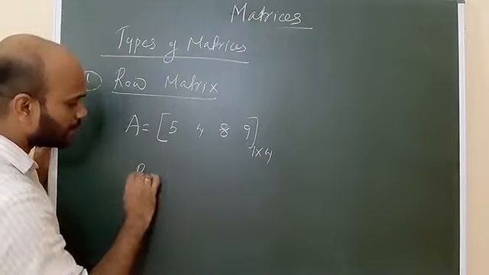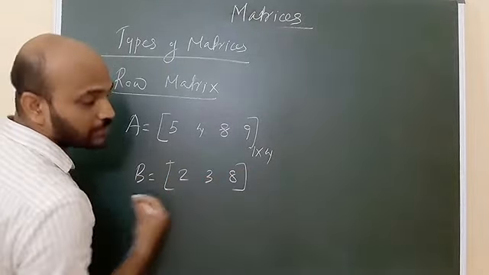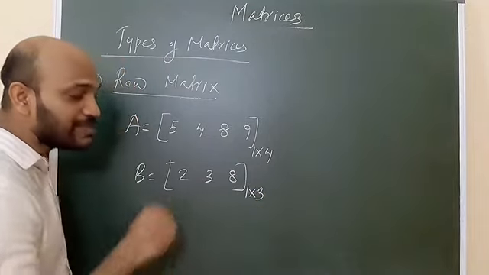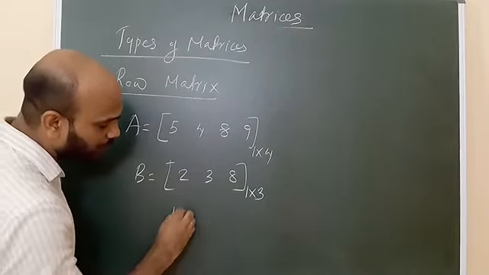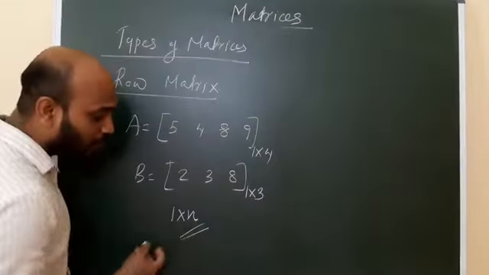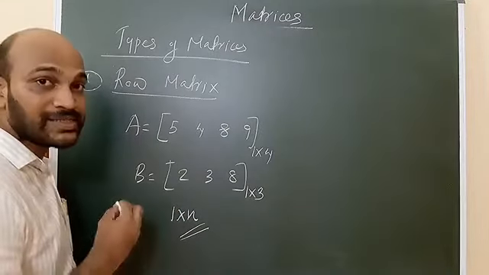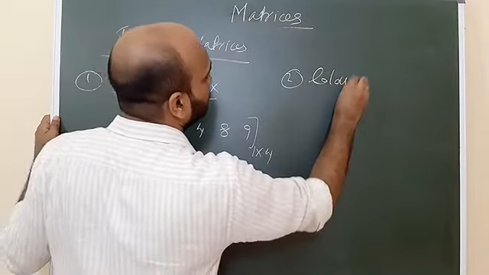Another example, B equal to matrix 2, 3, 8. 1 row and 3 columns. Order of matrix is 1 by 3. In general, order of a row matrix will be in this form, 1 by n. One row and any number of columns. And second type is column matrix.